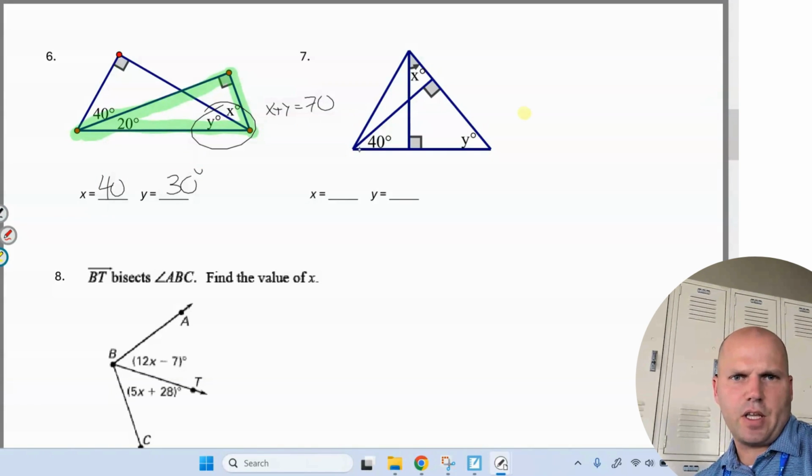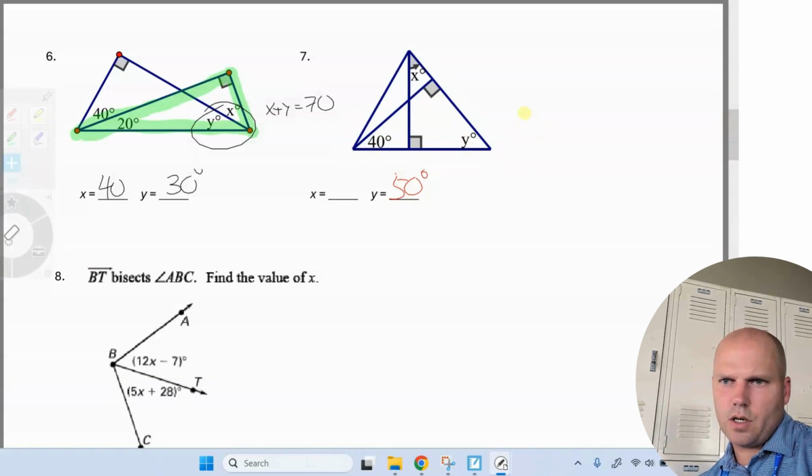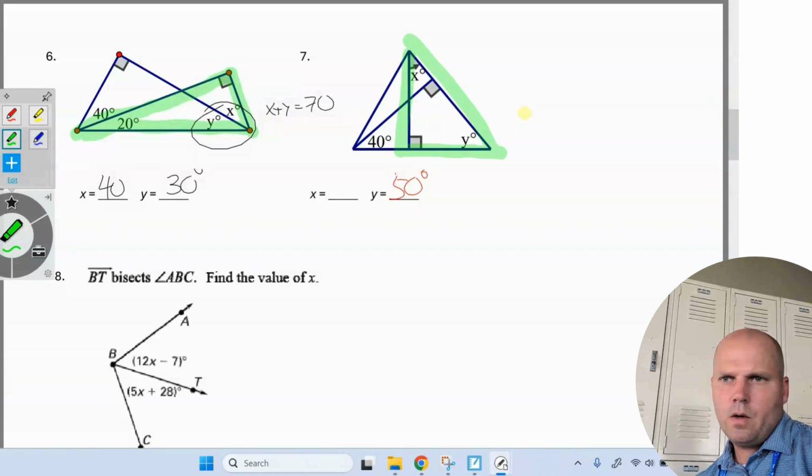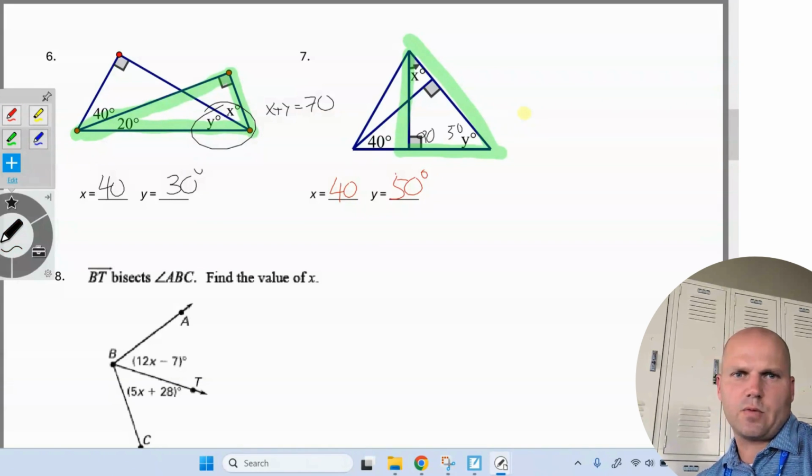It's probably going to be the same thing here. We got two different triangles that we have to pay attention to. I think I could find y first. This is 90, this is 40, so that's 130. So this is 50, y is 50. If y is 50, we can then look at this triangle here, where x has to be 40. So this is 90, this is 50, that's 140, that has to be 40. Cool.